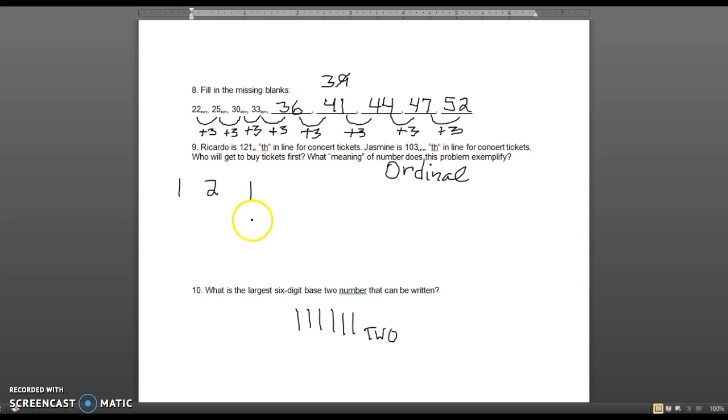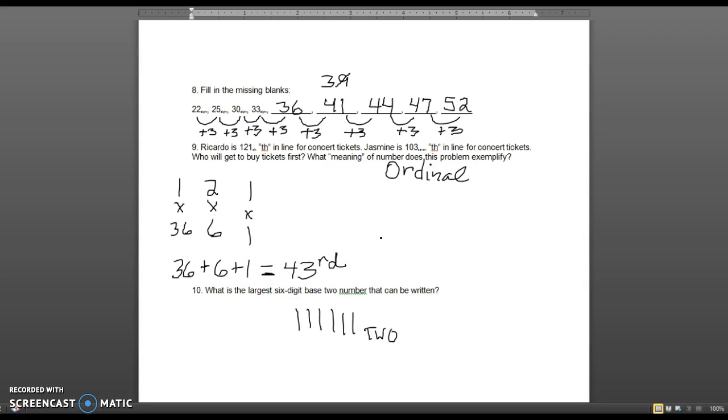And I'm going to convert that to base 10. So I'm going to say times 1, and base 6 again, times 6, times 36. So 36 plus 6 plus 1 is 43. So Ricardo's 43rd in line.